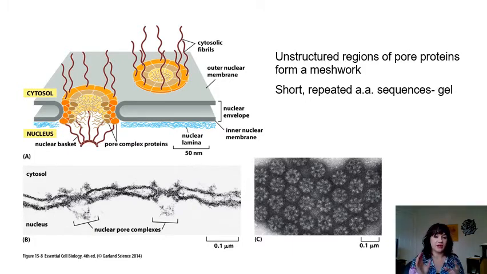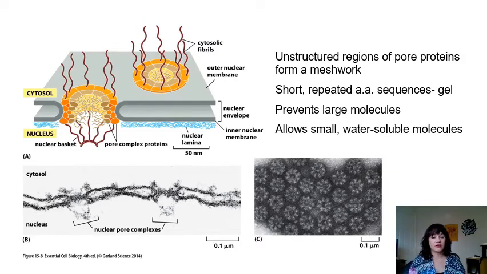So a region of protein that would be extending out, for example, could just be a bunch of alanines. Right? And you don't need to know why, but when you have a ton of these repeated sequences, it tends to promote a gel-like consistency. And what this does is prevent really large molecules from getting through and helps to promote the selectivity of the nuclear pore. Again, we're letting small water-soluble molecules into the nucleus using these nuclear pores.